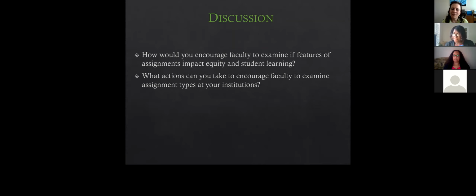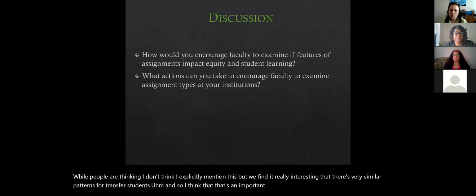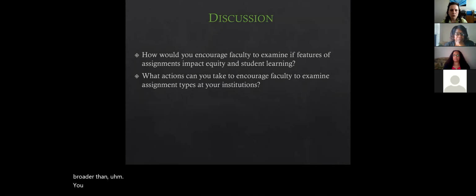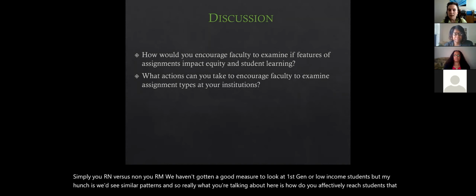While people are thinking, I don't think I explicitly mentioned this, but we find it really interesting that there are very similar patterns for transfer students. I think that's an important finding, because it really does show that this is broader than simply URM versus non-URM. We haven't gotten a good measure to look at first gen or low income students, but my hunch is we'd see similar patterns. So really what you're talking about here is, how do you effectively reach students that are disadvantaged in one of many different ways.